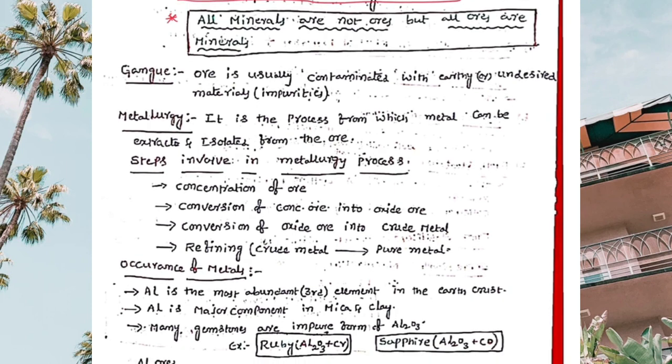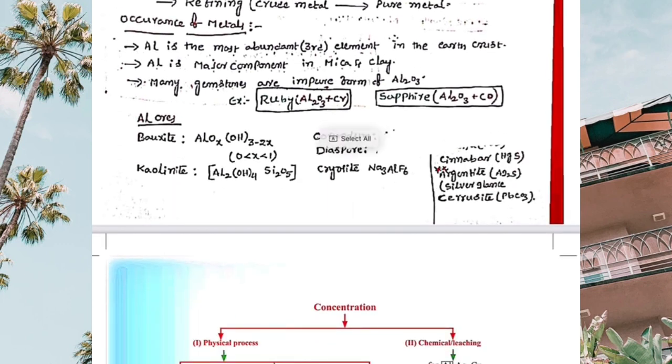Here we should talk about one important point, gangue. Gangue, also called matrix or impurity. Generally ore is contaminated with earthy and undesired materials; we call this impurity, gangue or matrix. Aluminum is the most abundant metal and the third most abundant element in the earth's crust. Its major components are mica and clay. Many gemstones contain an impure form of alumina, like ruby and sapphire, important.